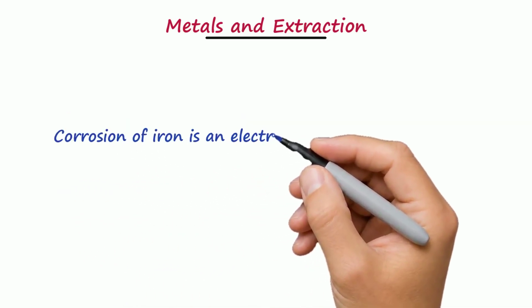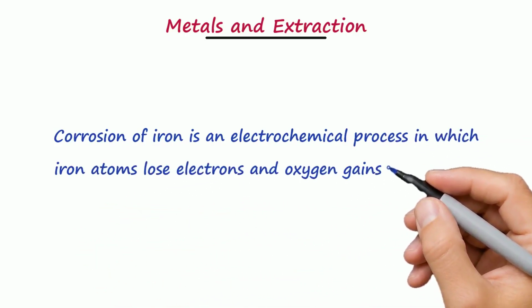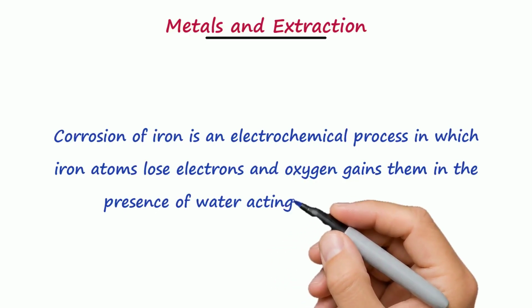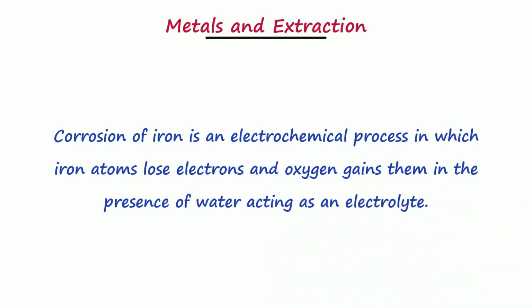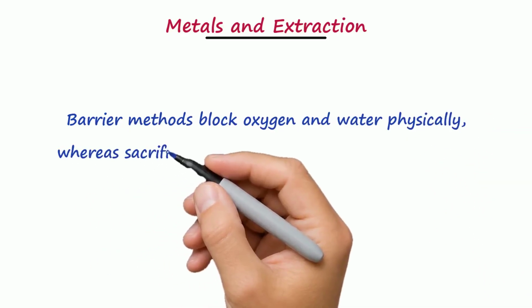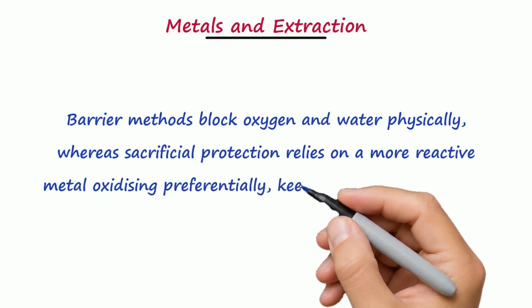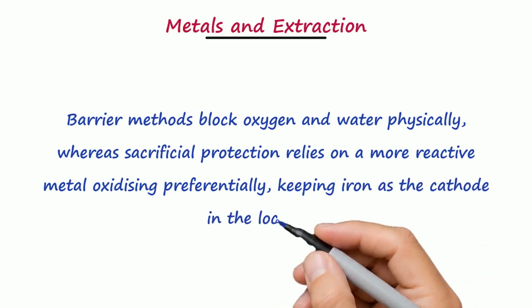Corrosion of iron is an electrochemical process in which iron atoms lose electrons and oxygen gains them in the presence of water, acting as an electrolyte. Barrier methods block oxygen and water physically, whereas sacrificial protection relies on a more reactive metal oxidizing preferentially, keeping iron as the cathode in the local cell.